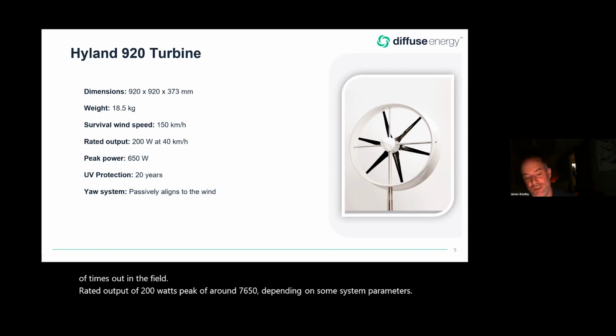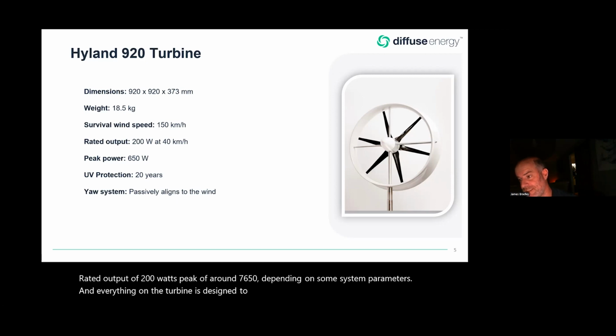And everything on the turbine is designed to last for 20 years. So the plastic has a 20-year UV protection, and obviously stainless steel for most of the components. There's some aluminium components, but they're a marine grade cast aluminium.